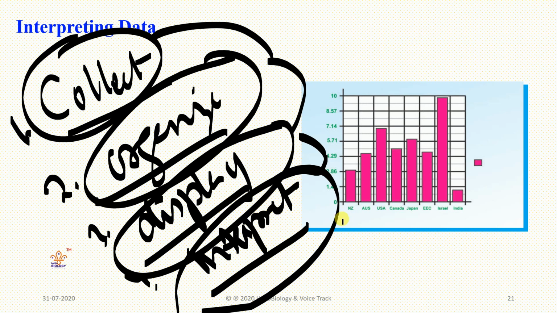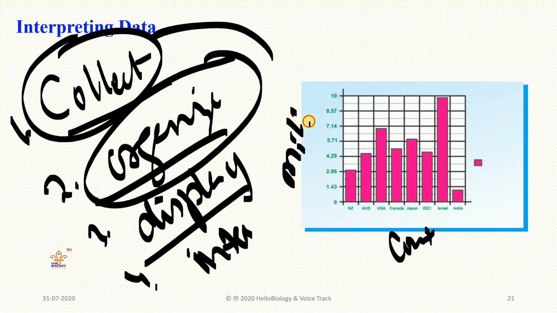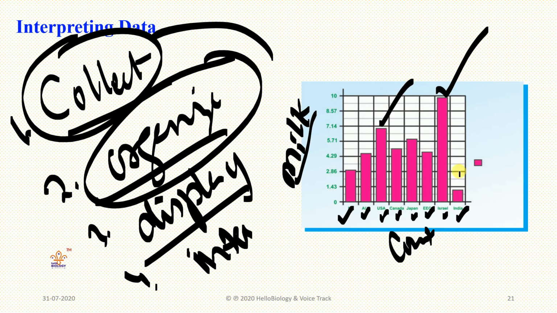Here, some milk production per year is given. Here are the countries and this side is the milk production. You can see New Zealand, Australia, USA, Canada, Japan, and one country Israel, and India. How much is the production? If you see, Israel is the first country to produce milk, USA is the second, and you can see India has more cows but the production is low. So to find it in a very easy way, scientists collect, organize, display, and interpret the data.